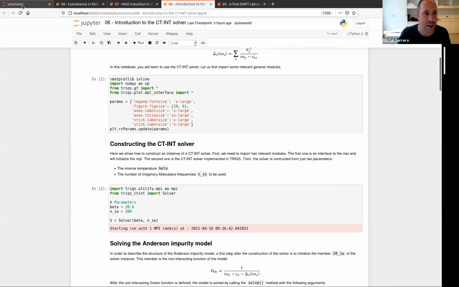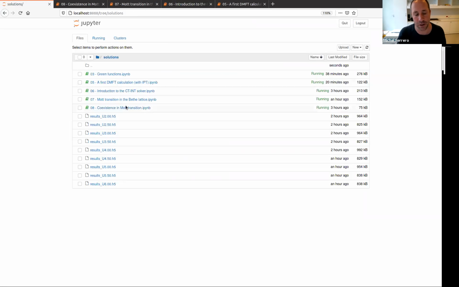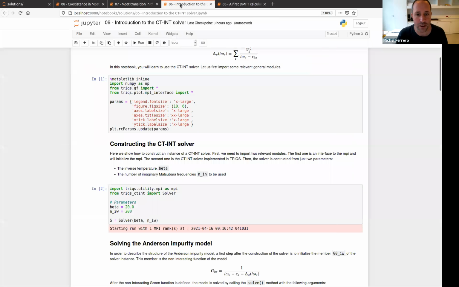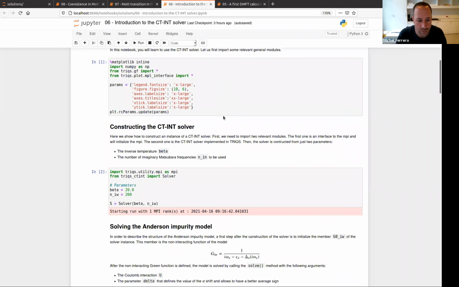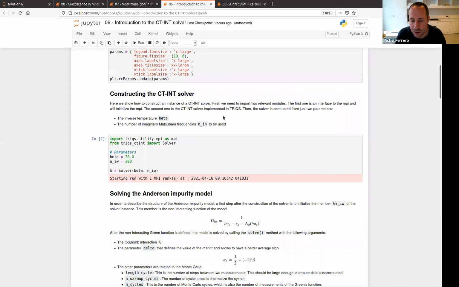The next two notebooks are basically about trying to study that mode transition, but this time not using the IPT approximation, but an actual exact or numerically exact solver. And one of them is the interaction expansion continuous time quantum Monte Carlo, which aims at solving this Anderson impurity model. And in notebook 6, there's not much in there really, except for instructions on how to use the solver. And in a sense, it works very much like the class that we have defined in the previous notebook.